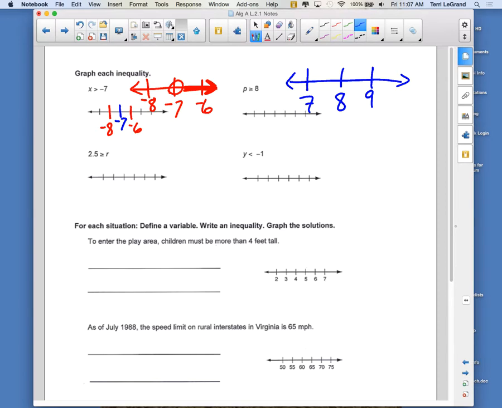We put a circle at our 8, because that's our starting point. It's our endpoint. Do we shade it in? Yes. Okay, because the equal to bar is there. And what other numbers are also part of this solution inequality? P can also be greater than 8. What numbers are greater than 8? This way, to the left, or to the right? To the right. Is 9 greater than 8?